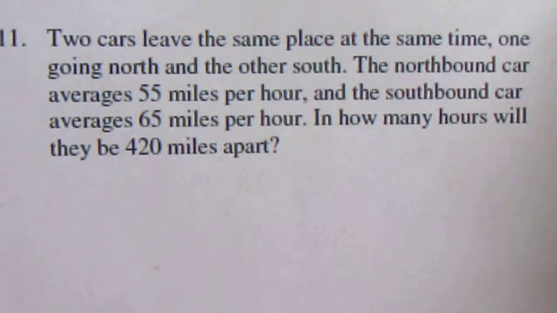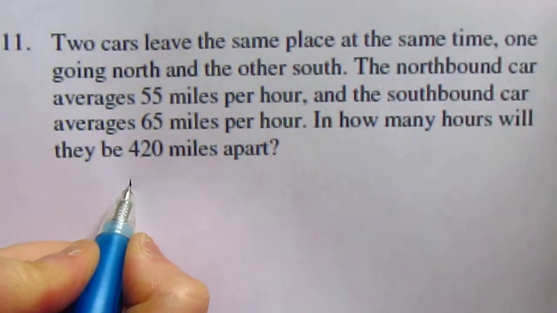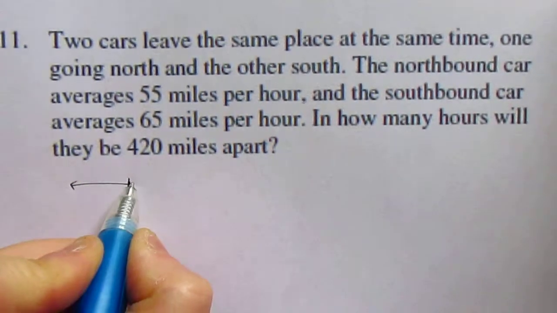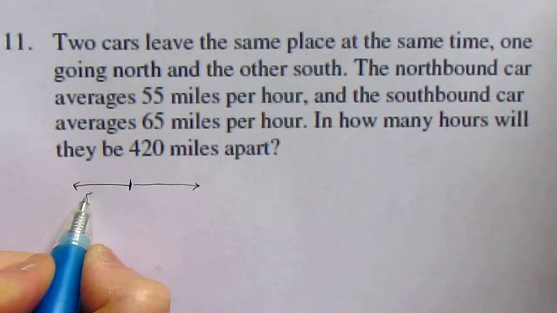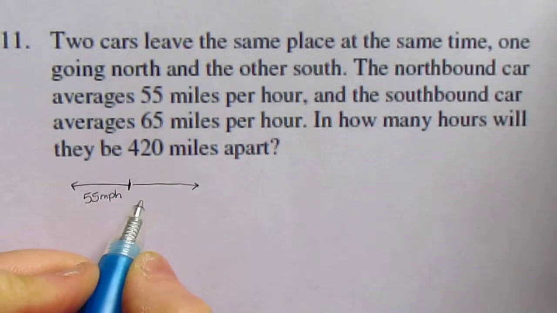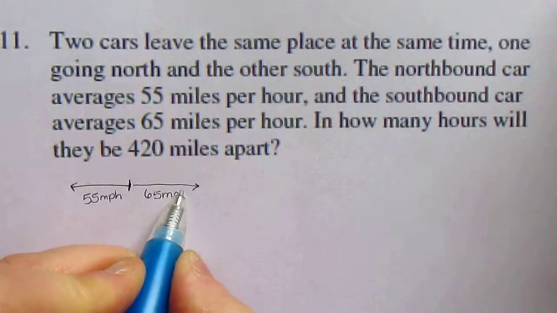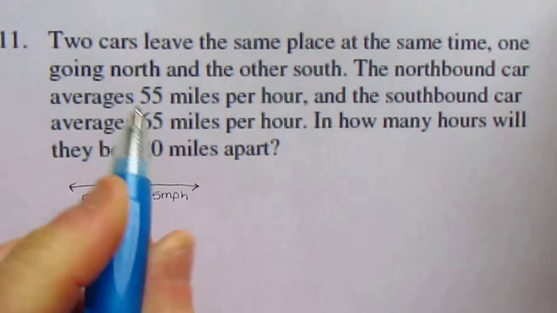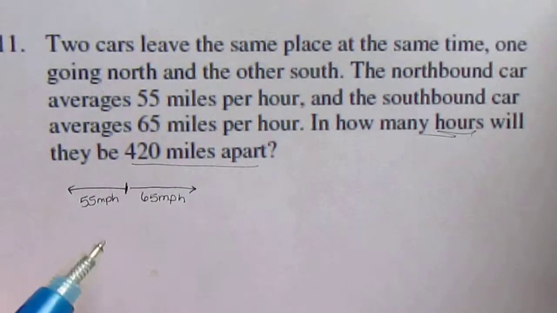Okay, question number 11. Two cars leave the same place at the same time, one going north, one going south. The northbound car is averaging 55 miles per hour, and the southbound car is averaging 65 miles per hour. In how many hours will they be 420 miles apart?